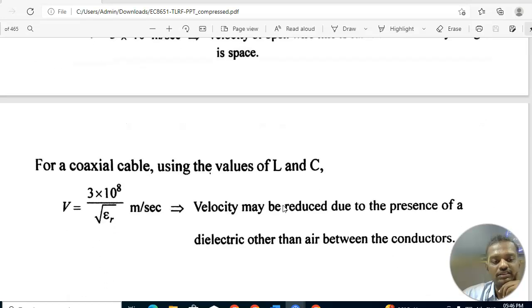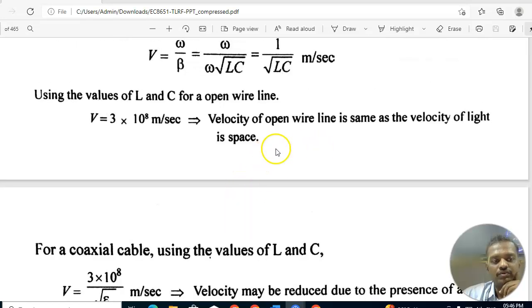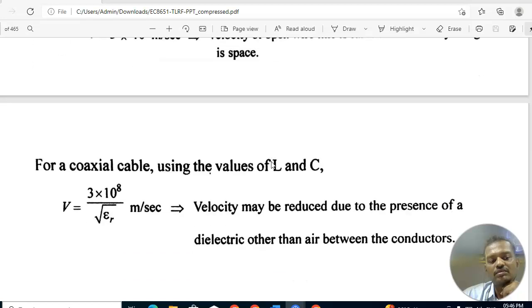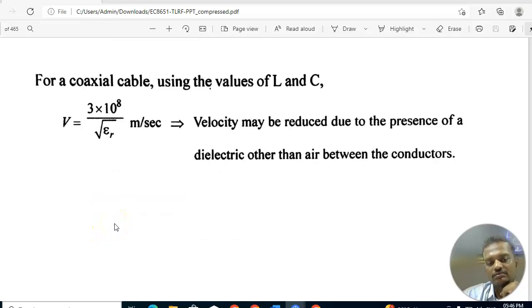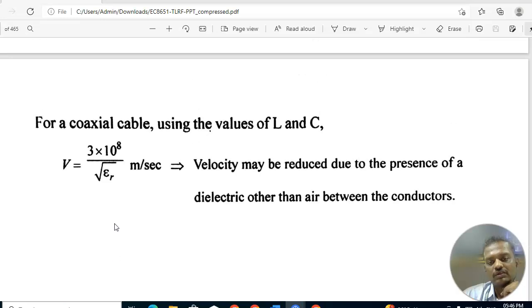The velocity for an open wire is 3 into 10 to the power 8, whereas in the case of coaxial cables the velocity differs as 3 into 10 to the power 8 divided by root of epsilon r. Okay, so this is the line constants for a zero dissipation line. Thank you.